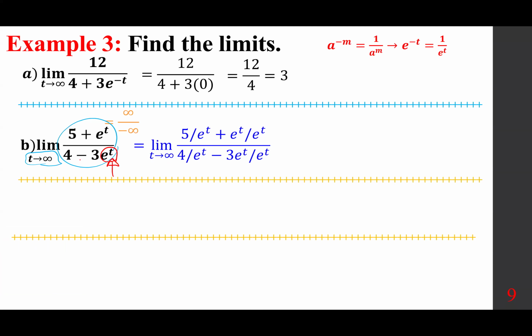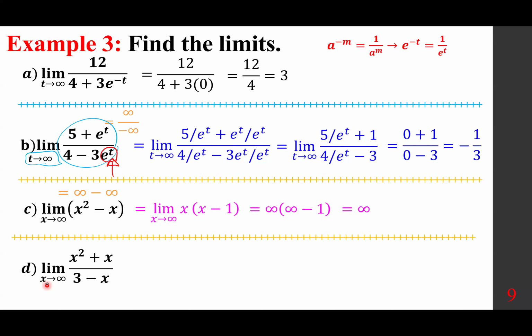The limit of (x squared plus x) over (3 minus x) as x approaches infinity. What happens if we plug in? We get infinity squared plus infinity, which is infinity, over 3 minus infinity, which is negative infinity. So we get infinity over negative infinity, which is again an indeterminate form. We are dealing with a rational function, and x is approaching infinity. We need to divide by the highest degree term in the denominator, namely x.